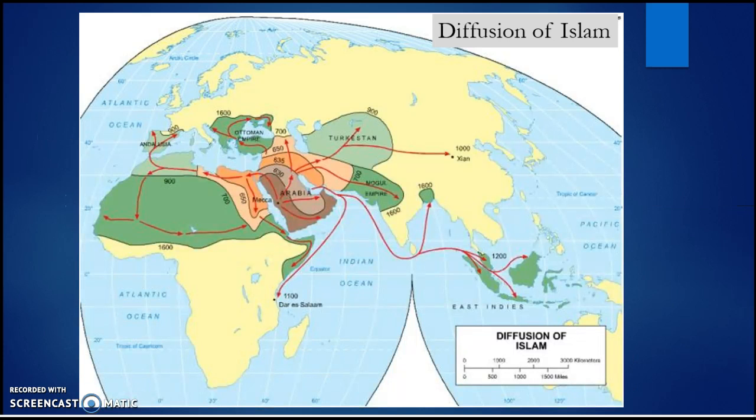This map shows us the diffusion of Islam, and you can see Islam spread out of the Arabian Peninsula. Again, Muhammad lived in the 500s and 600s. His words, his guidance, his early diffusion of the faith then spread into Central Asia, throughout North Africa, and all the way down into Southeast Asia.